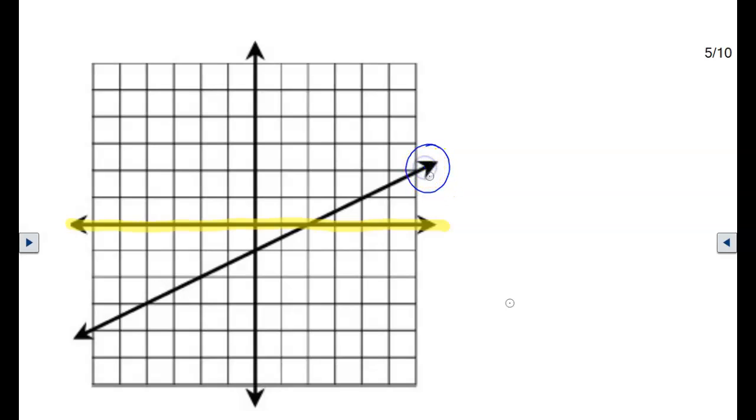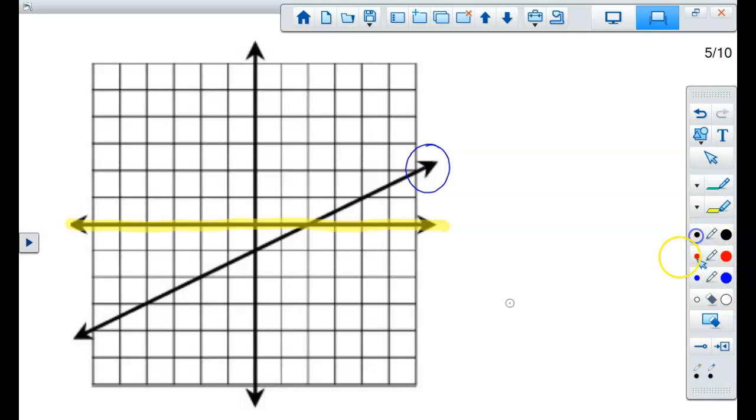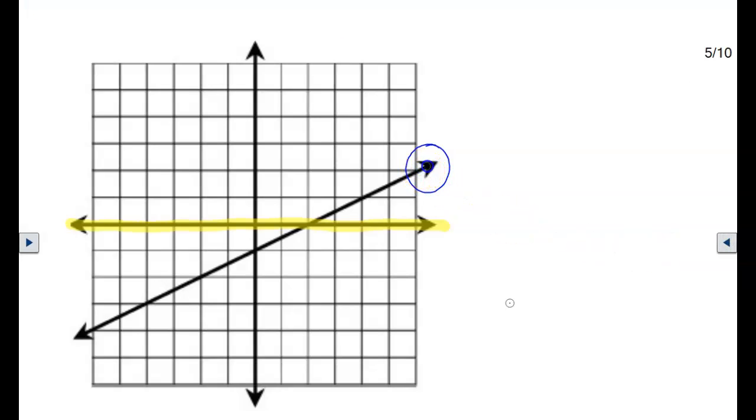It's actually, let me get my black marker here. This line is actually going to continue on forever. So I want you to notice that it's going to keep moving up, and it's going to keep moving to the right, and it's going to do that forever.